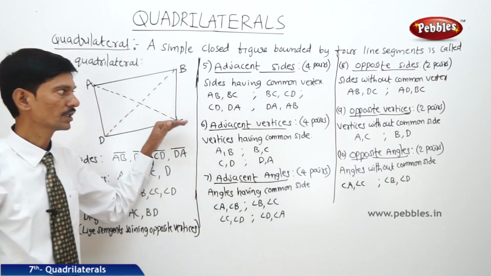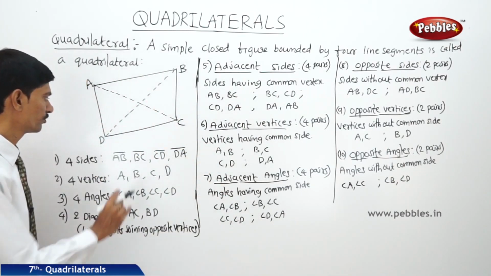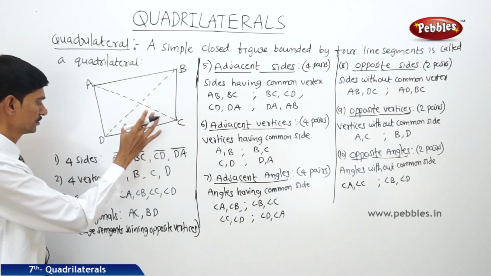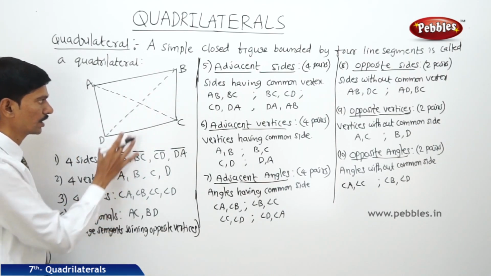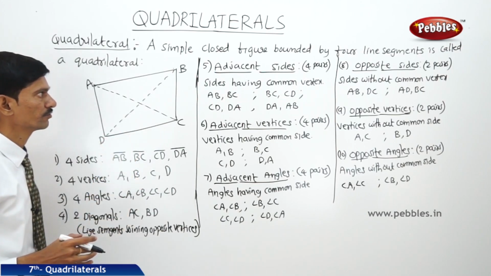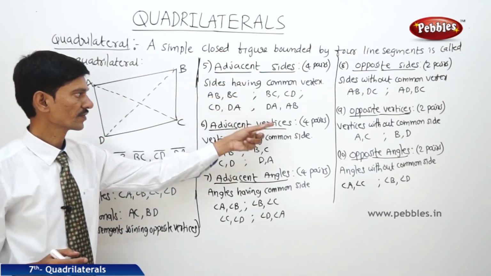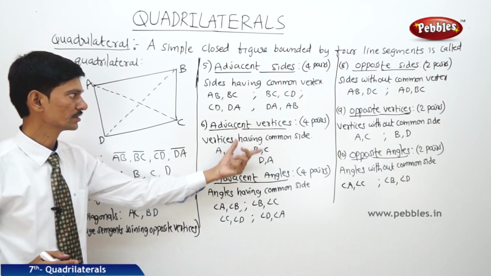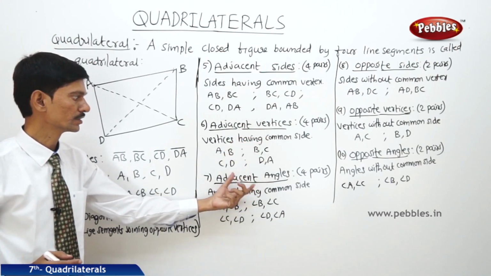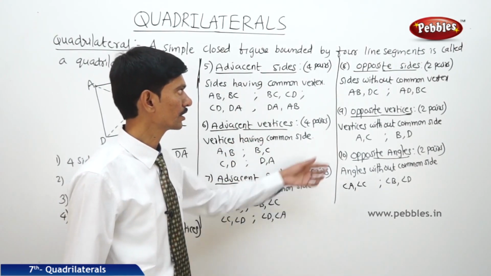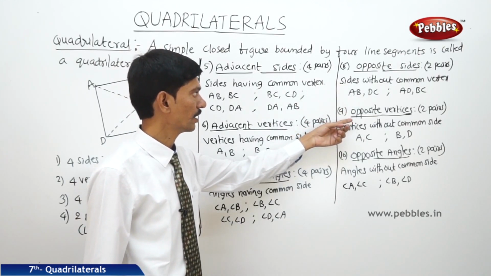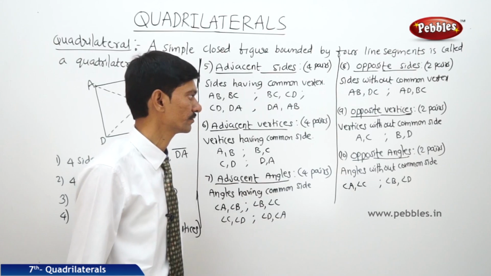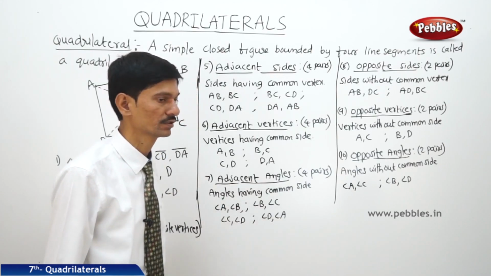Now in the quadrilateral ABCD, there are four sides, four vertices and four angles, and there are two diagonals, and there are four pairs of adjacent sides, four pairs of adjacent vertices and four pairs of adjacent angles, and also there are two pairs of opposite sides, two pairs of opposite vertices and two pairs of opposite angles in a quadrilateral.